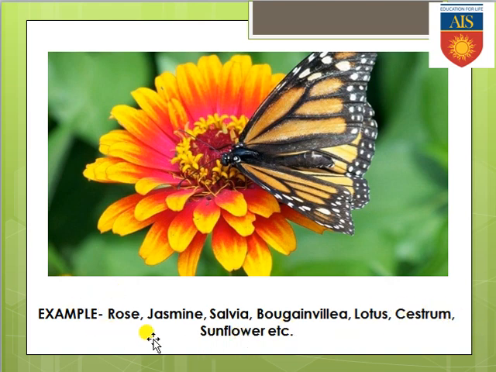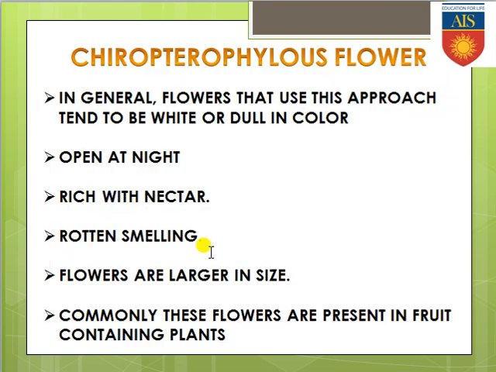So these are the examples of the flowers which commonly get pollinated by the help of insects. Okay. So these are all insect pollinated flowers, or entomophilous flowers. So let's go to the next slide. In the next slide, we will be discussing Chiropterophilous flower features.